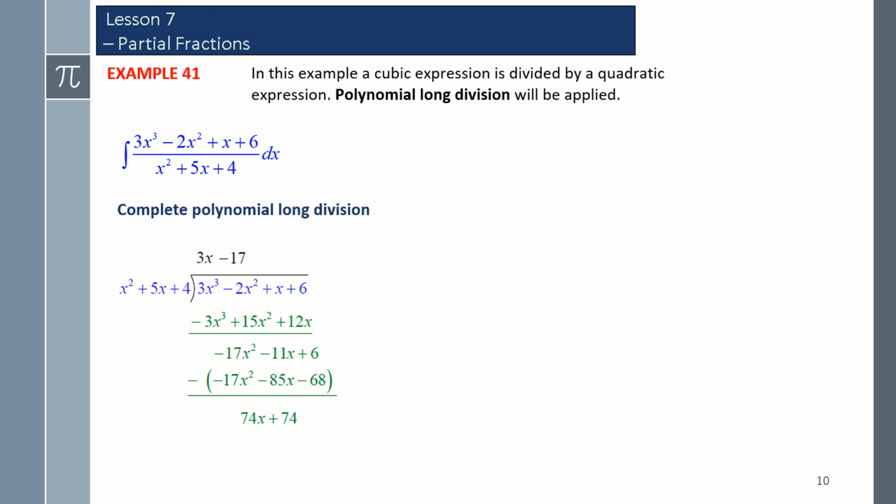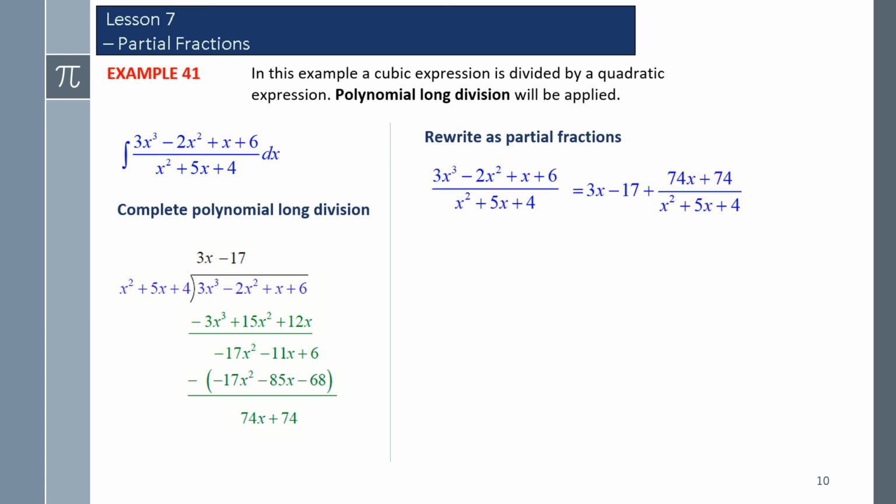That's not going to divide into here. That's our remainder. So rewrite as partial fractions. Original integrand becomes 3x take 17, which was here, plus 74x plus 74 over x squared plus 5x plus 4. You could apply similar processes, procedures as you did in examples 37 and 38 to rewrite this as partial fractions, but we can do it a bit easier.